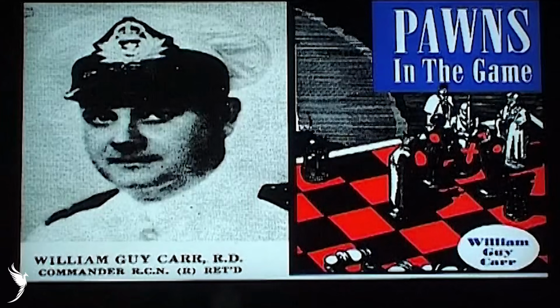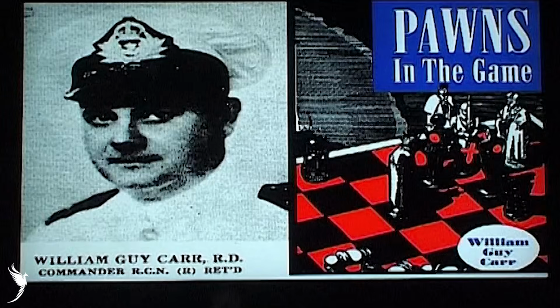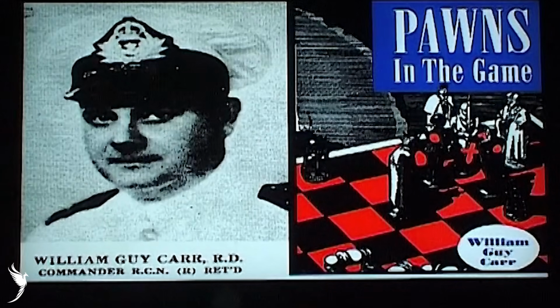Number 1, William Guy Carr, many years ago, retired as a commander from the Canadian Navy. He wrote a book back in the 1950s, in the early 50s. William Guy Carr, retired Royal Canadian Navy, wrote a book called Pawns in the Game. I had this book in 1959. You can still get it today. It's a very important book on the symbols of the Illuminati. 1959, almost 50 years ago.